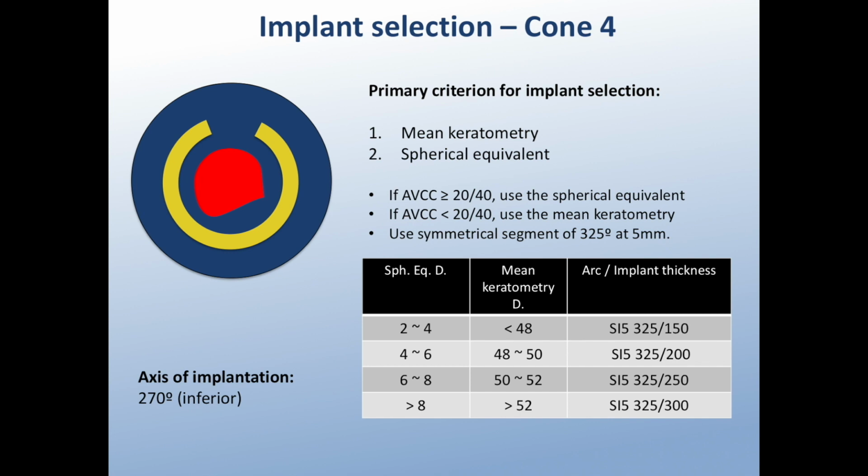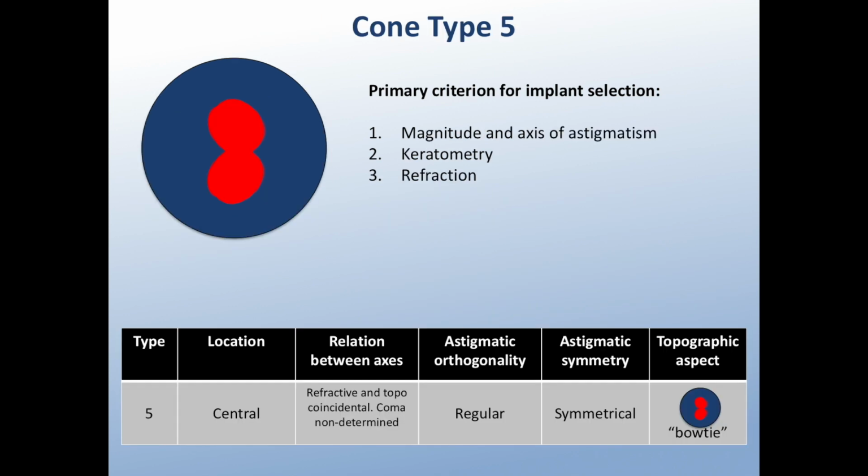If mean keratometry is 48 diopters, we put a 150 micron, for 49 diopters, a 200, 52 diopters, a 250, and over 52 diopters, a 300. Personally, I am used to thinking in diopters of visual defects, so I tend to try to measure the patient's refractive defect in the most appropriate way.